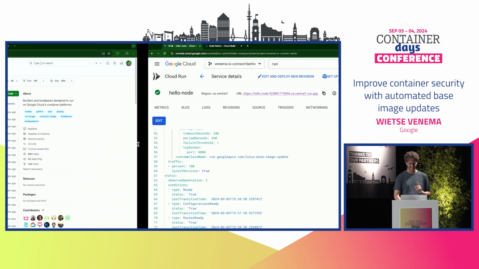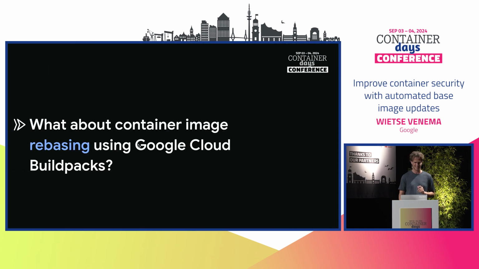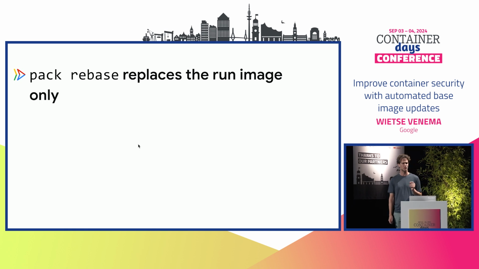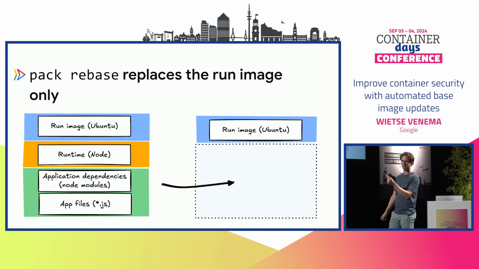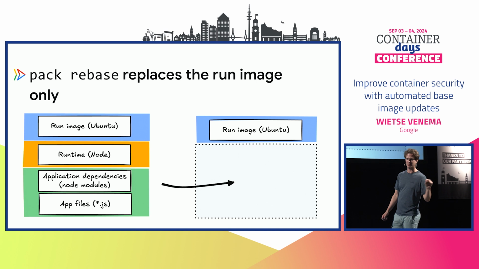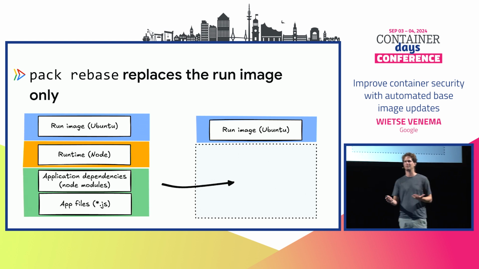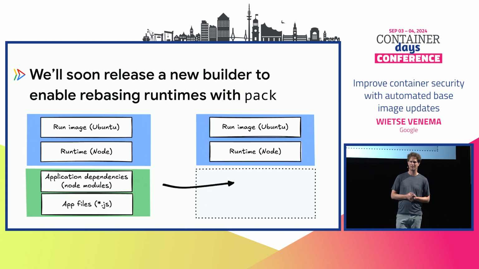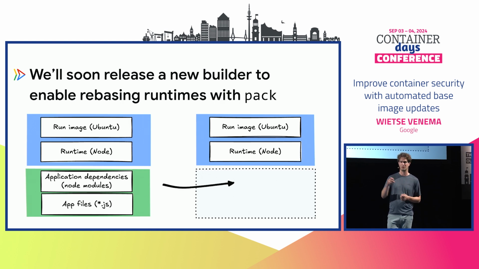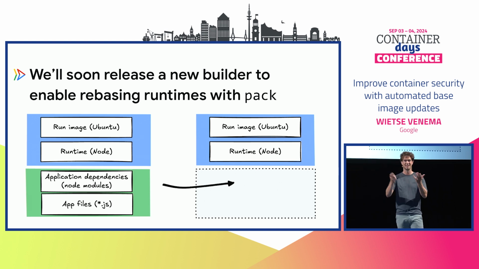So one issue though, because all this does is replace the run image only. So this is what you just saw happening. It also added in the runtime, and that's because of how pack rebase works. And we'll soon release a new builder to enable also rebasing the runtimes with pack. Basically, that's us providing 40 different base images with all the different runtimes, and a builder that knows how to build it, so you can do pack rebase and you will replace the thing.